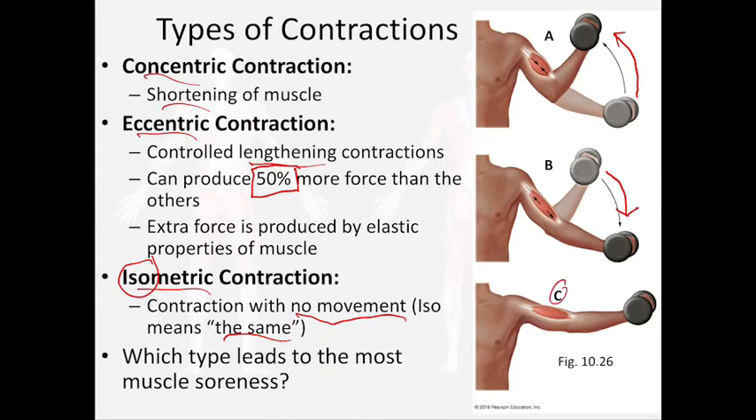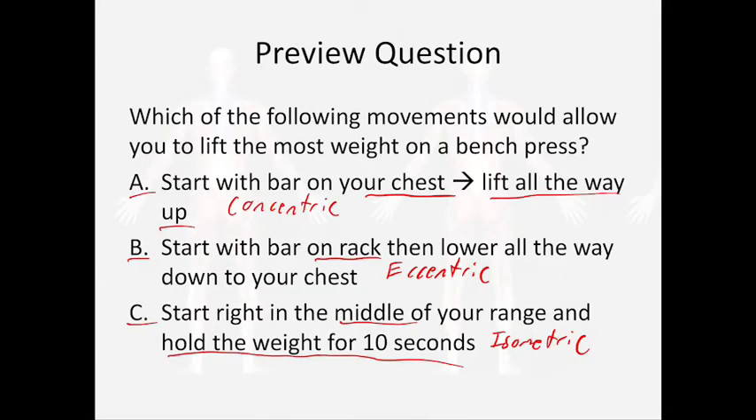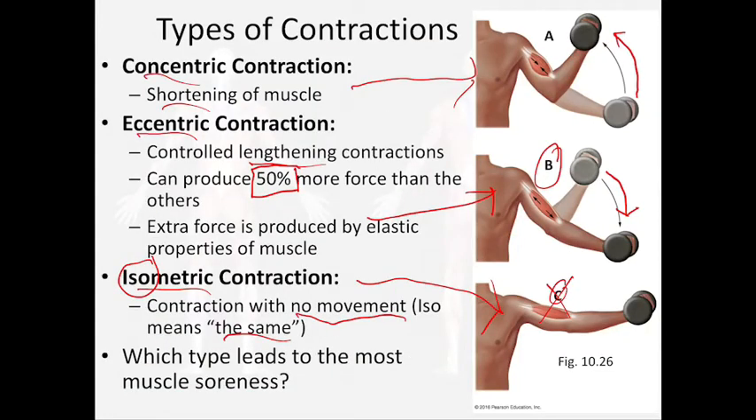So which one can produce the most force? Again, this one is your concentric, this one is your eccentric, and this one is your isometric. If eccentric can produce 50% more force, then B is going to be the correct answer, not C. Sorry, I circled that one. That's an important piece. So if we go back to the question, which was the correct answer? Again, it's B. Eccentric produces way more force.